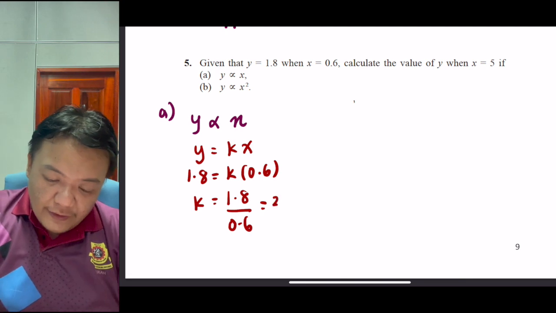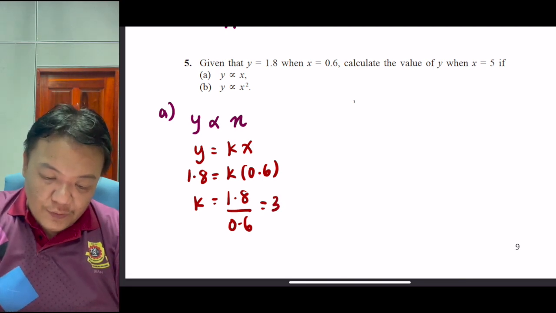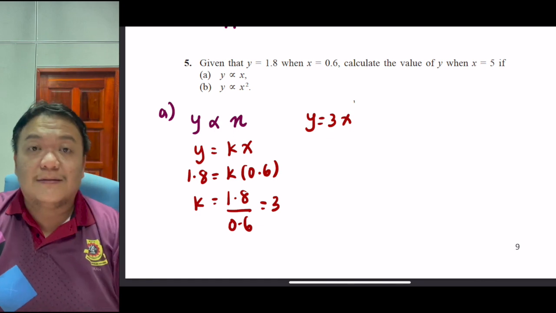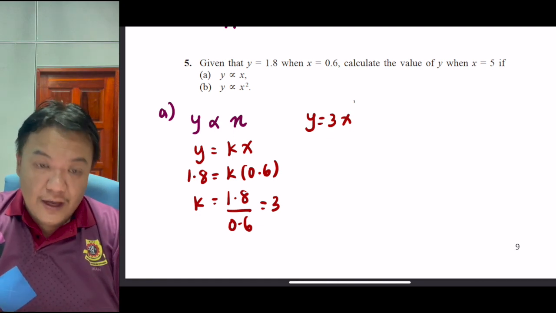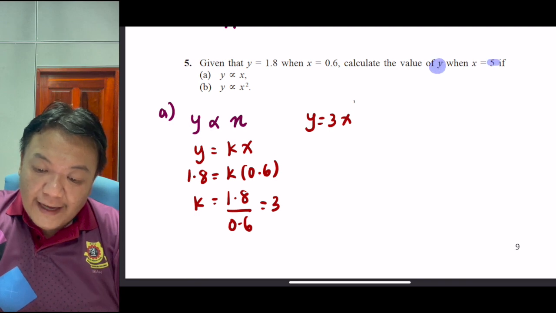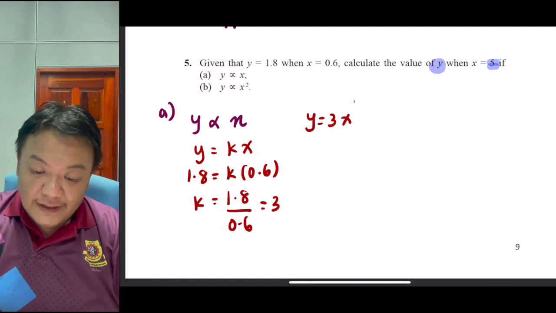Okay, you will get 3. Then substitute back the value, so you will have y is equals to 3x. Are we done? Not yet, because the question wants us to find the value of y when x is equals to 5. Then you need to substitute these values.